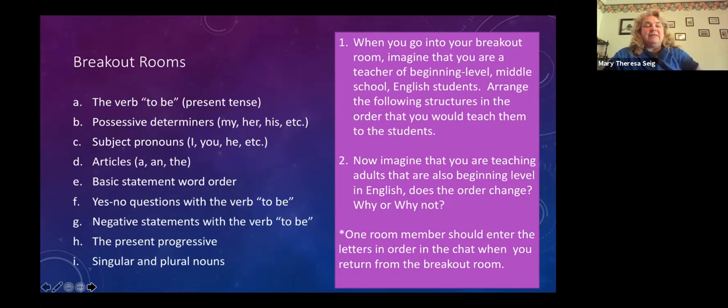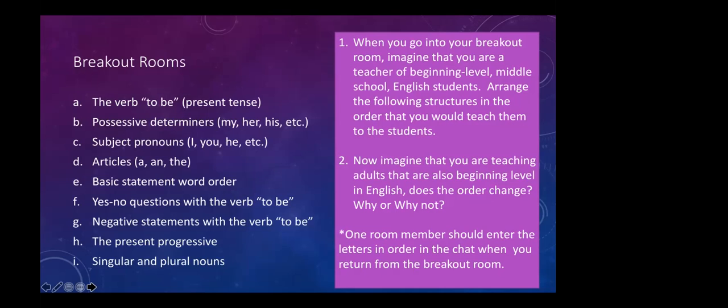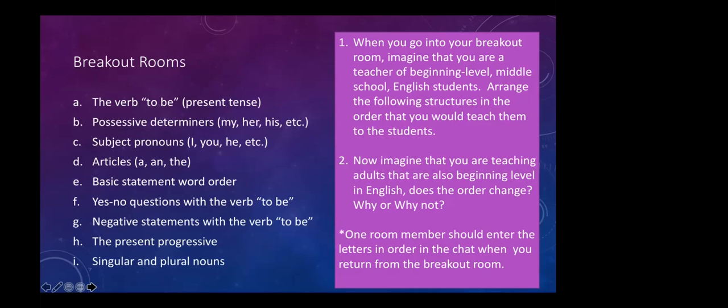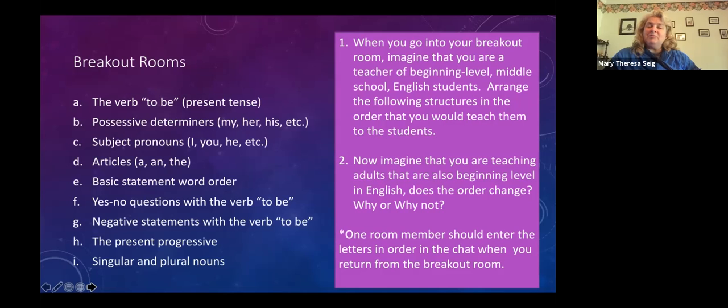So take a look at the examples that we have. We have the verb to be in present tense, possessive determiners, my, her, his, subject pronouns, I, you, he, she, it, articles, a and the, basic statement word order, yes/no questions with the verb to be, negative statements with the verb to be, the present progressive, and singular and plural pronouns.